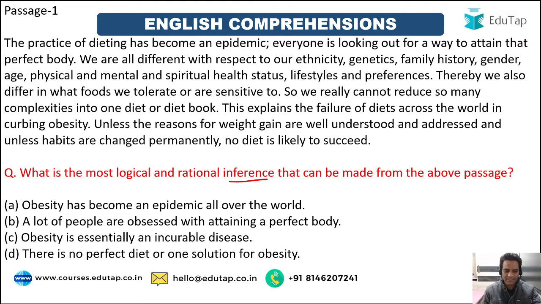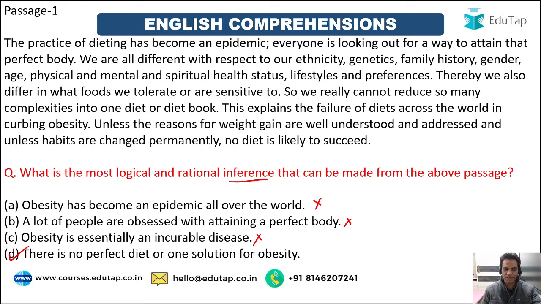So let's see what logical and rational inference could be made from the passage. So your options are: obesity has become an epidemic all over the world. Is that the inference that we can take out from the passage? I don't think so. A lot of people are obsessed with attaining a perfect body. I don't think so. Third is obesity is essentially an incurable disease. Okay. And there is no perfect diet or one solution for obesity. I think that is the correct answer, that there is no perfect diet or one solution for obesity. You have to look into the reasons for weight gain and change your habits permanently. That is when you can use dieting to get a good shape in your body. So I think that was the logical and rational inference that could be made from the passage.